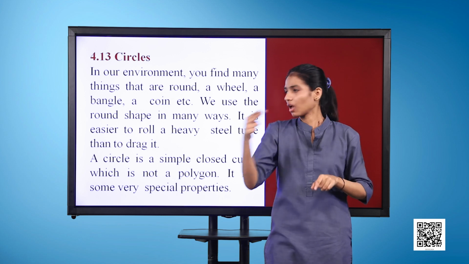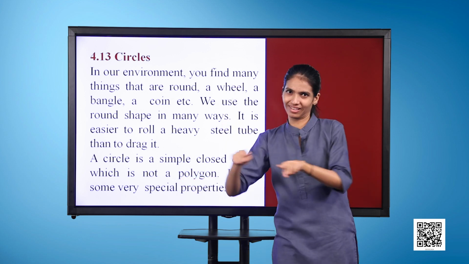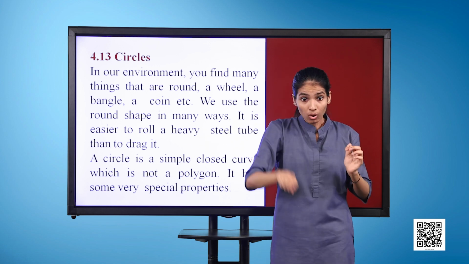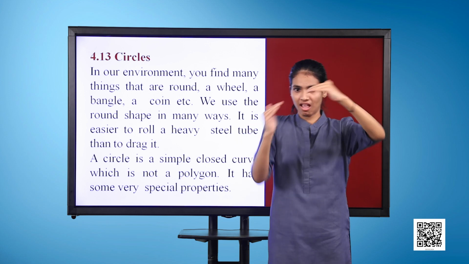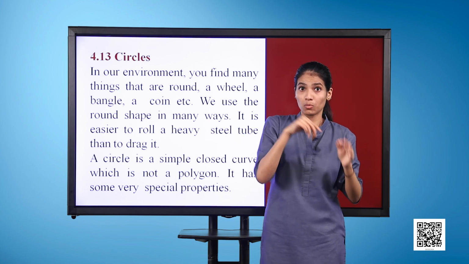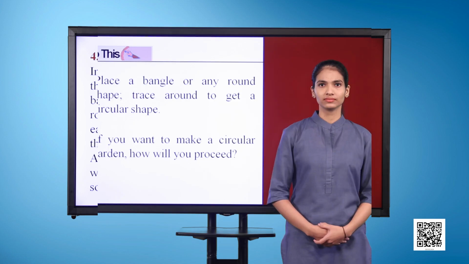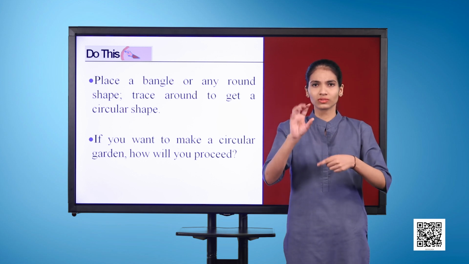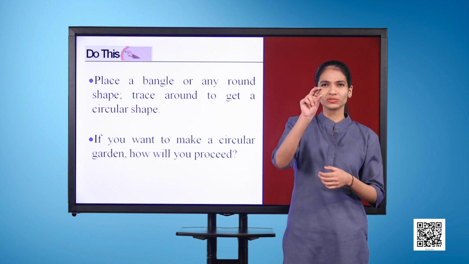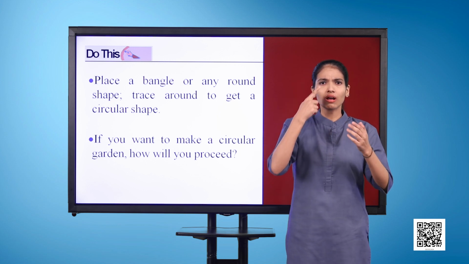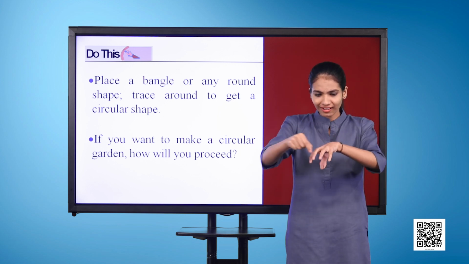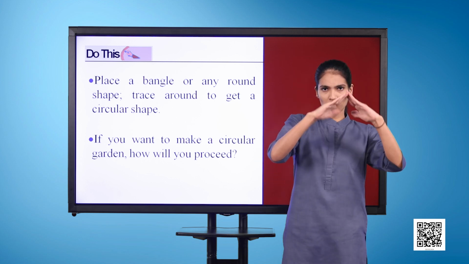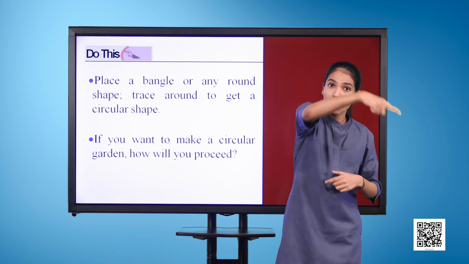A circle is a simple closed curve which is not a polygon. It has some very special properties. Do this. Place a bangle or any round shape. Trace around to get a circular shape. If you want to make a circular garden, how will you proceed?